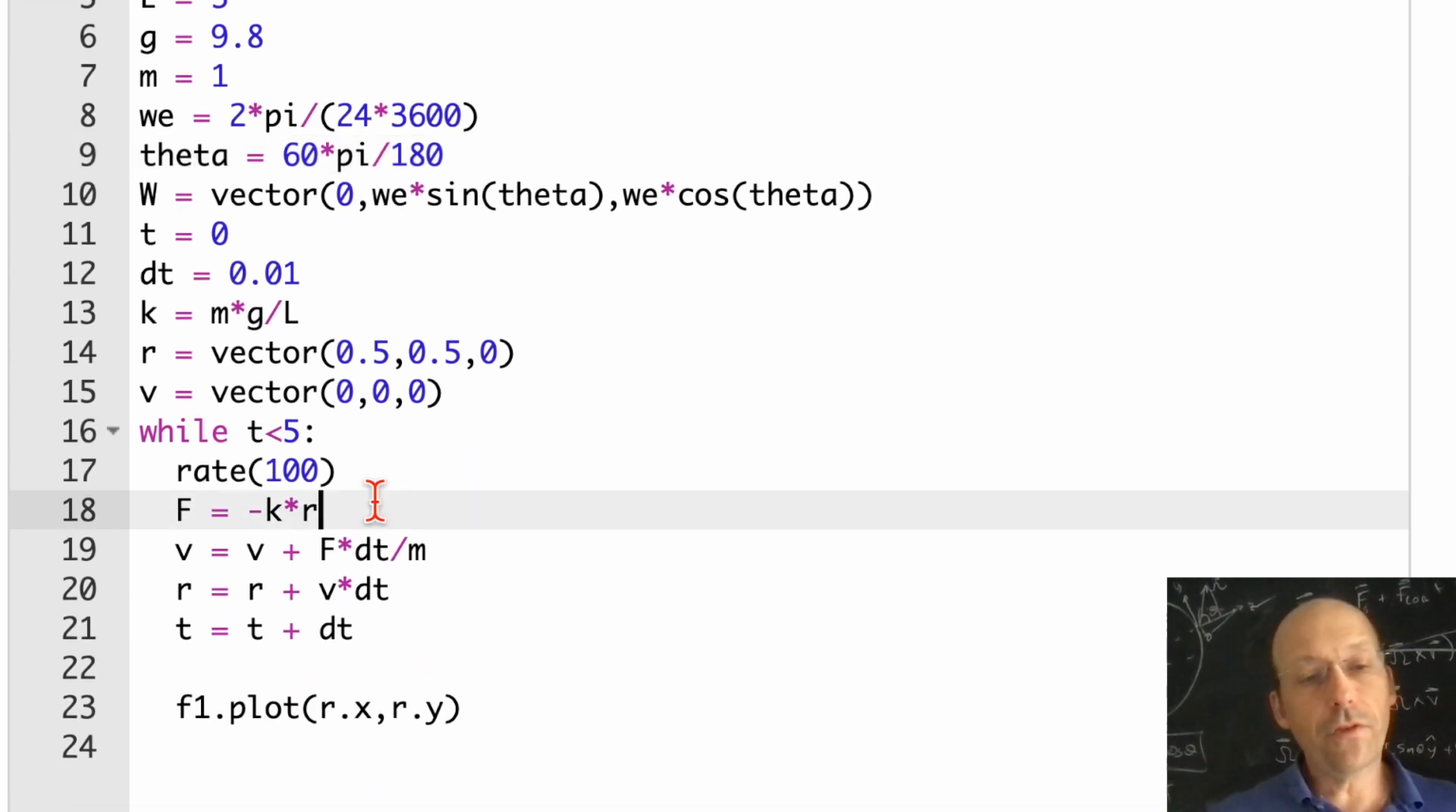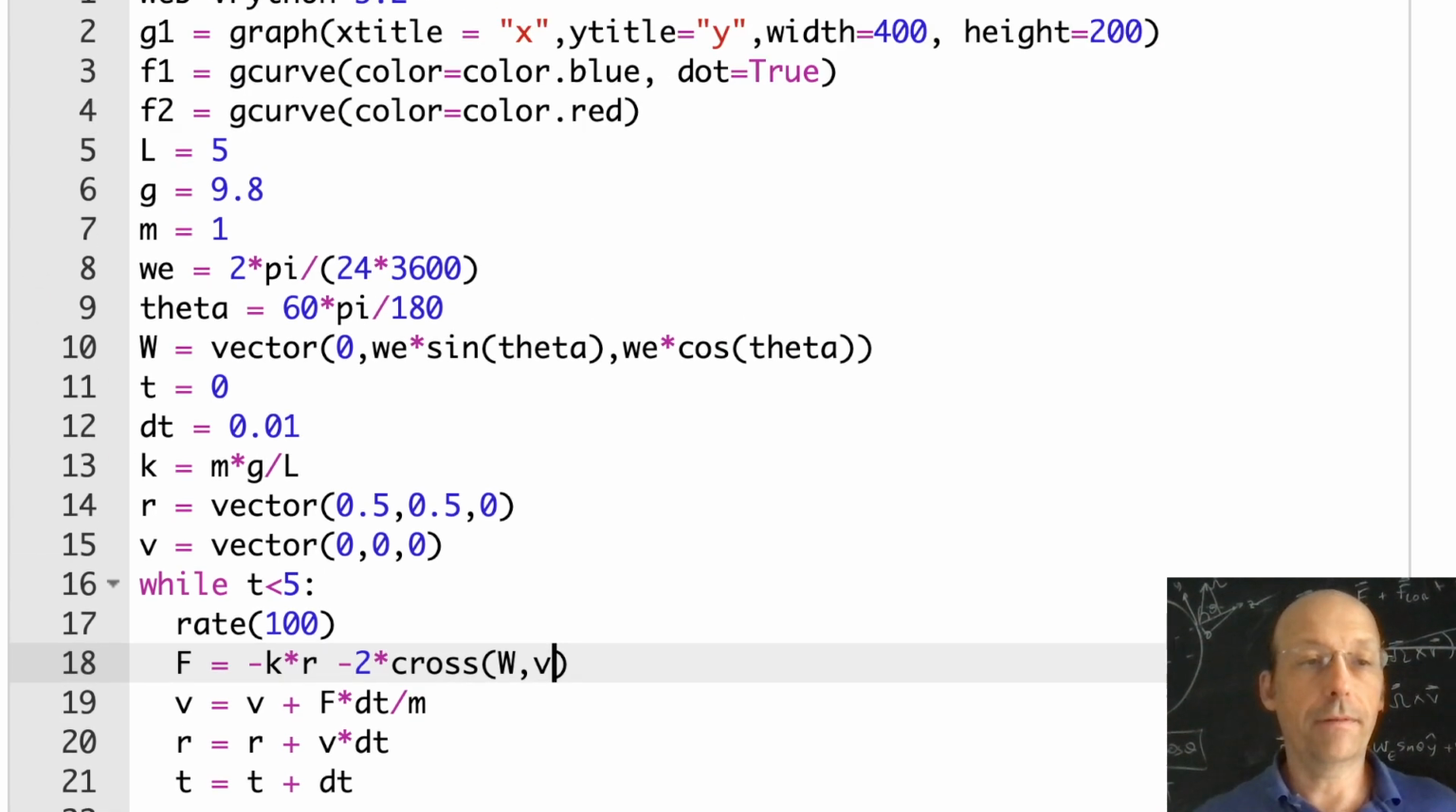So down here for the force, I just need to add that Coriolis force in there. So let's do that. It's going to be minus 2 times cross omega v. That's it. Let's run it.